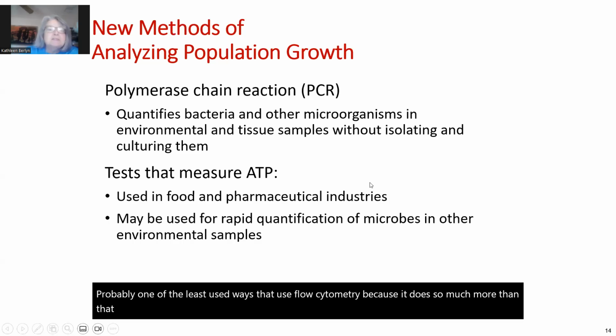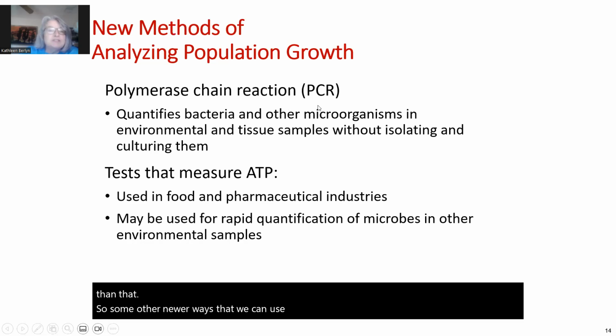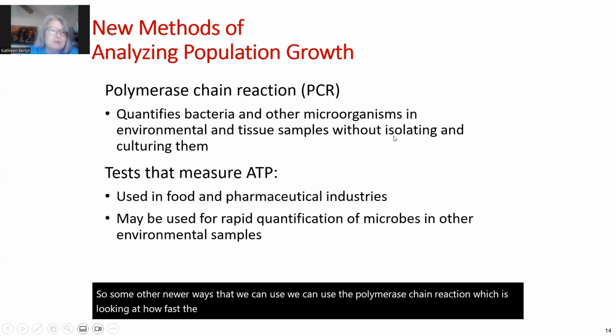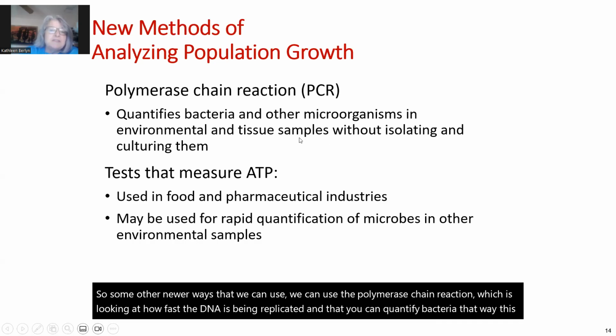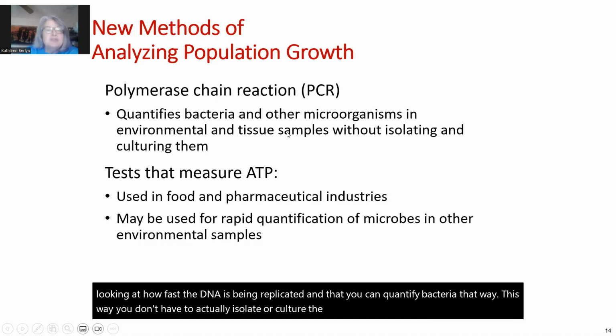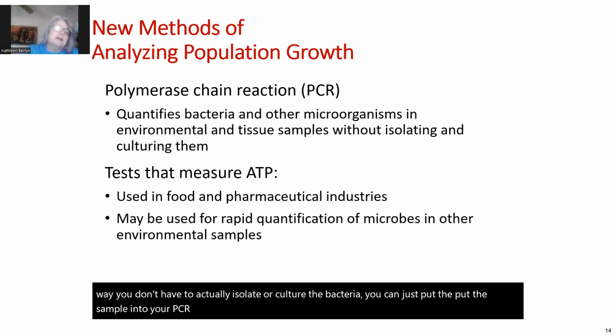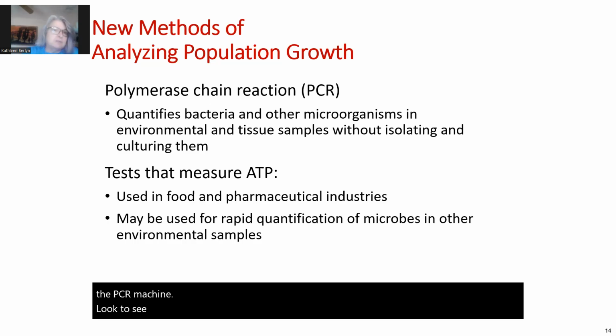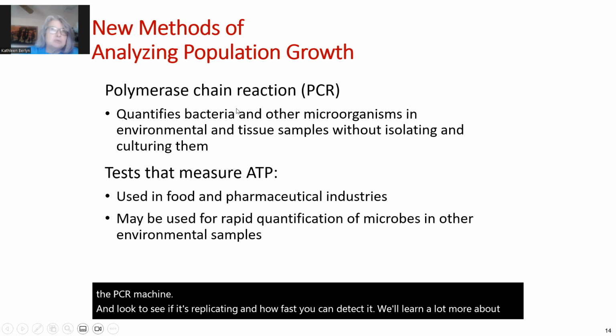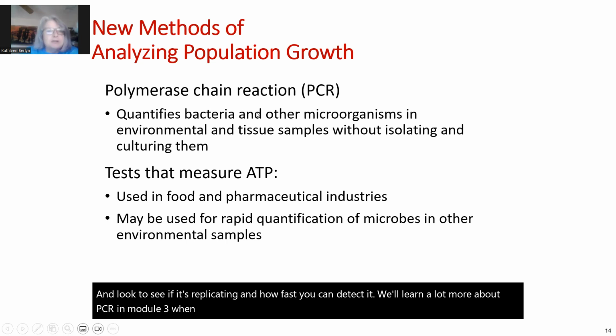So some other newer ways that we can use the polymerase chain reaction, which is looking at how fast the DNA is being replicated, and you can quantify bacteria that way. This way you don't have to actually isolate or culture the bacteria. You can just put the sample into your PCR mix and add your primers that are specific to that particular organism, set it up in the PCR machine, and look to see if it's replicating and how fast you can detect it. We'll learn a lot more about PCR in Module 3 when we learn about molecular biology.